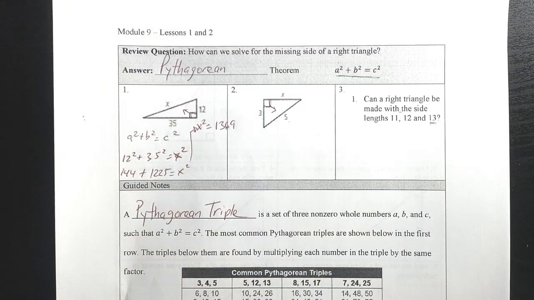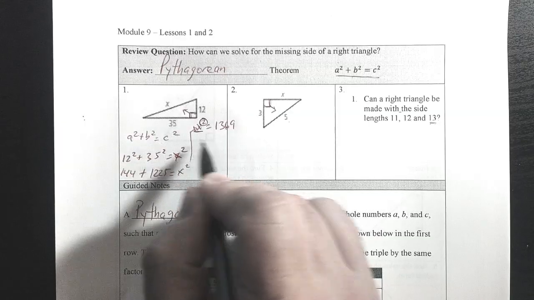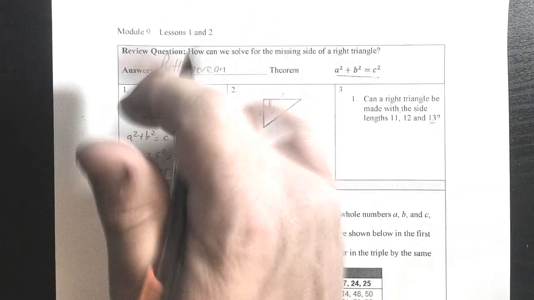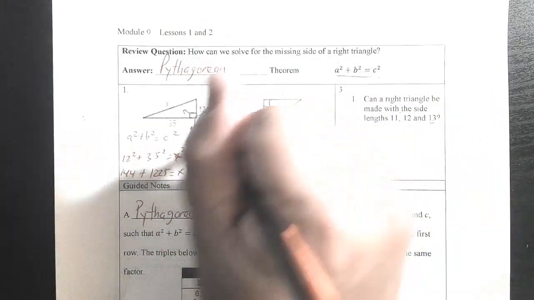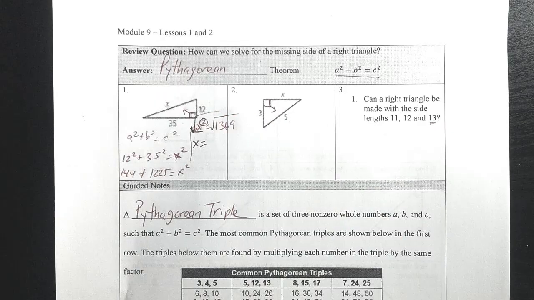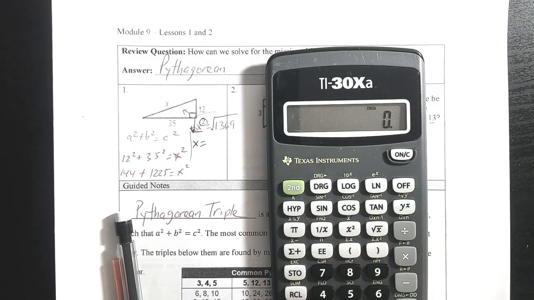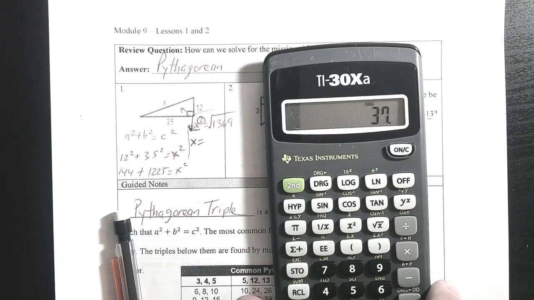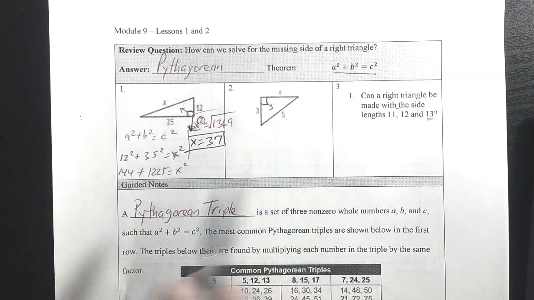All right, we'll change to the pencil here. It makes it easier. So we have x squared and we need x. So we're going to take the square root of both. Sorry, pencil broke on me. So goodness gracious. So x equals, and I'm just going to get in the habit, we're going to be using the calculator a lot in Module 9. So 1369, and this is the square root button. This is to square, this is to square root. So we want the square root, and the square root of 1369 is 37. So x equals 37 for number one.